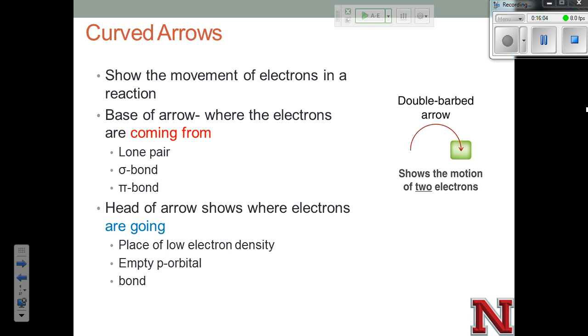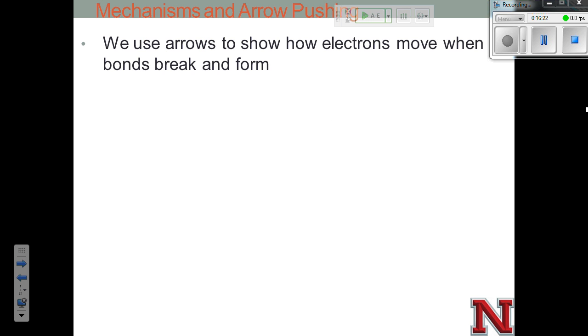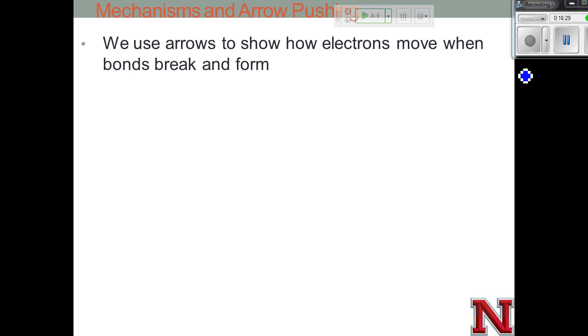So our double-headed arrow represents the movement of 2 electrons, which is what we're going to be talking about today. We're going to learn about radical arrows later on in chapter 11, which represent the movement of 1 electron. So remember, each arrow represents the movement of 2 electrons. So we use arrows to show how electrons move when bonds are breaking and forming.